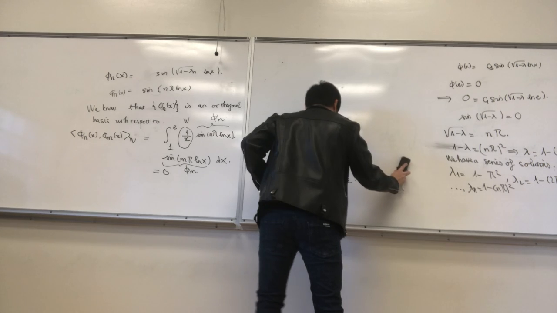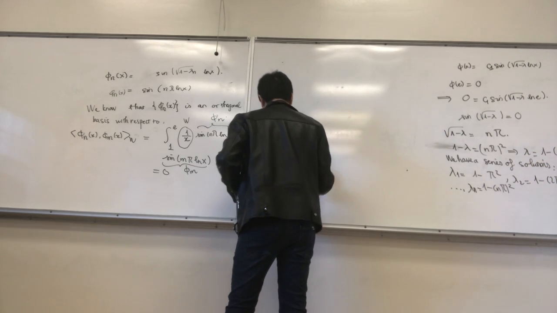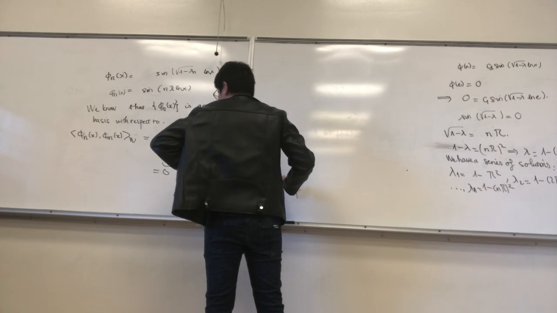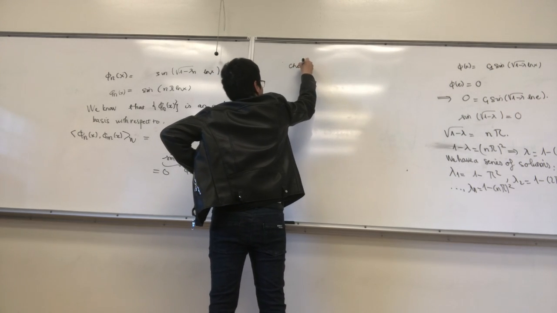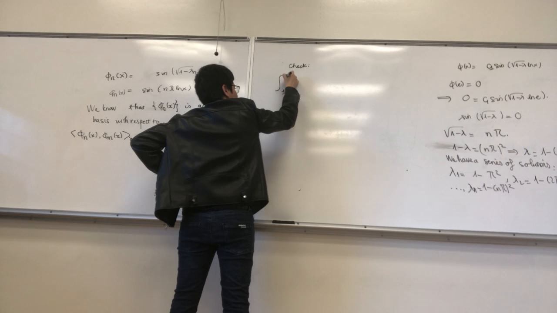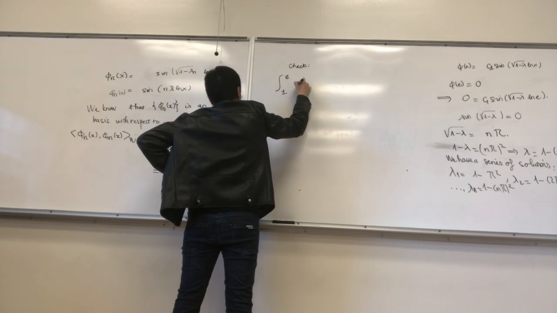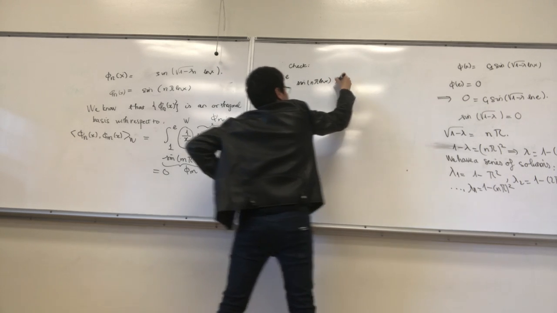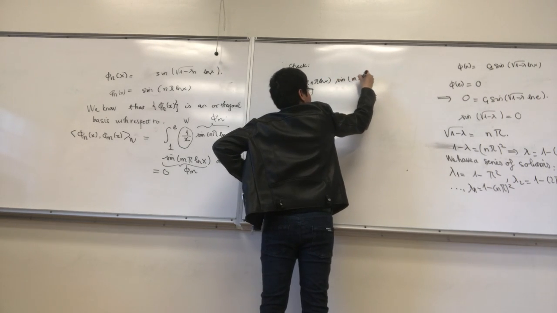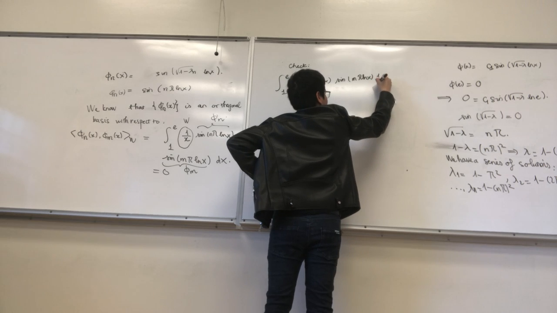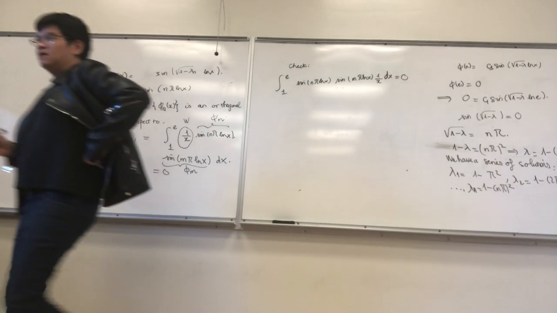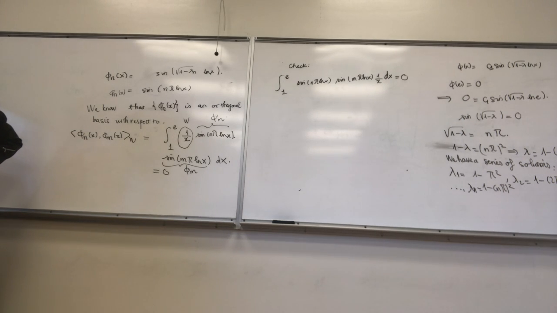Now, check that the integral from 1 to e of sinus of n pi log x, sinus of m pi log x, 1 over x dx is 0. Now what we have to check is that this is 0.